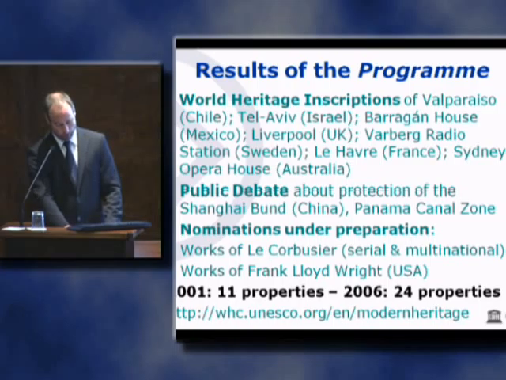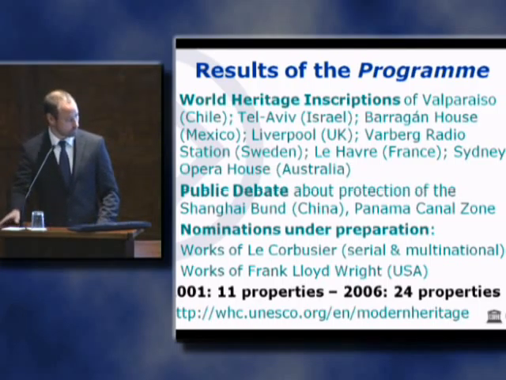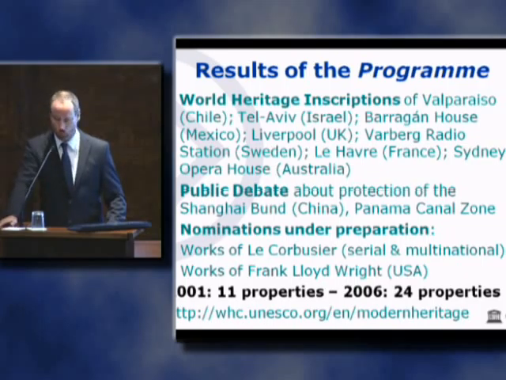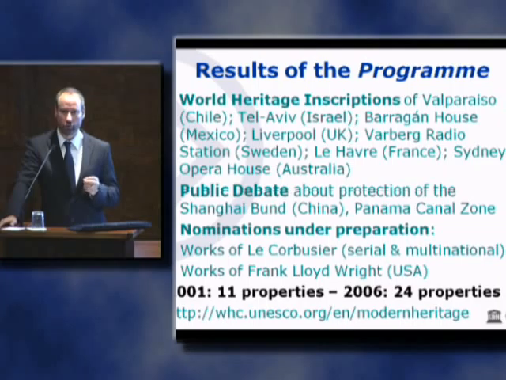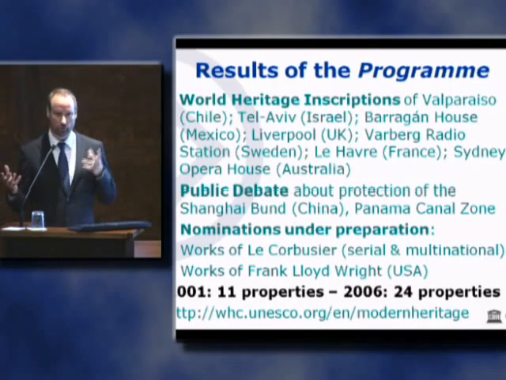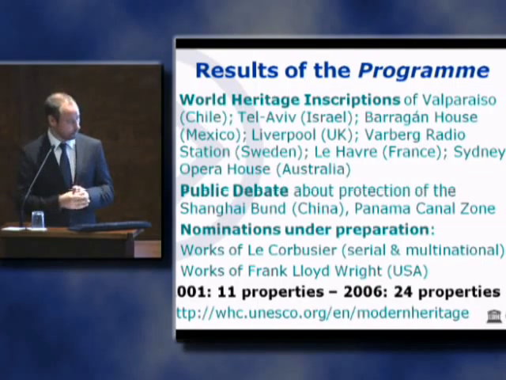Within this particular period, between 2001 and the end of 2005, when we started the program, only 11 properties were inscribed on the World Heritage List that referred to the modern heritage of the 19th and 20th century. When the program was put into sleep in 2006, this had doubled to 24 properties.